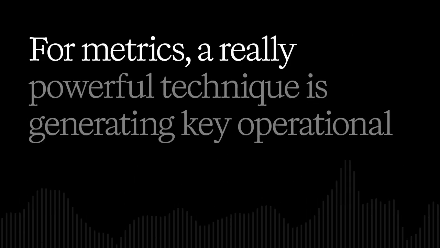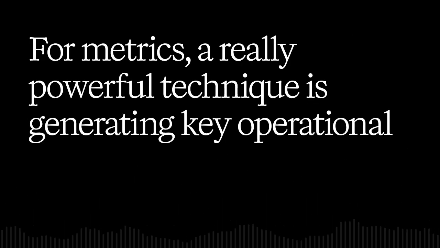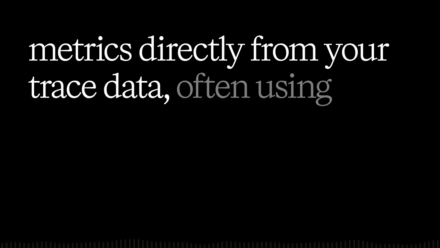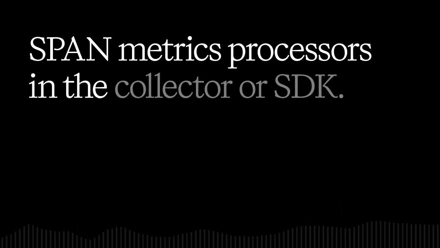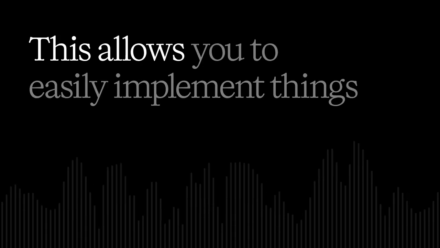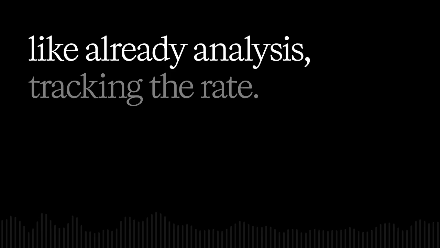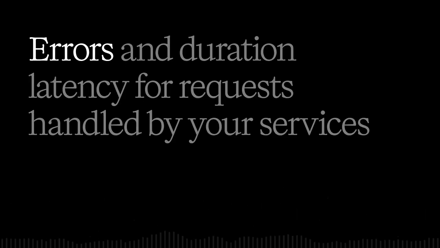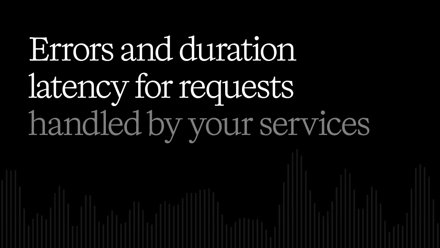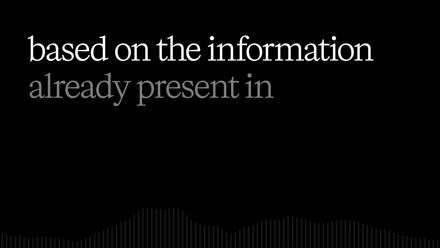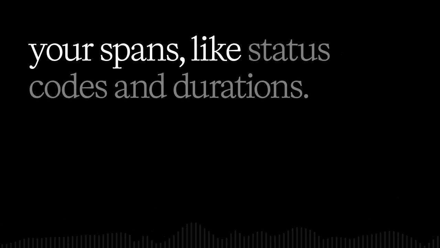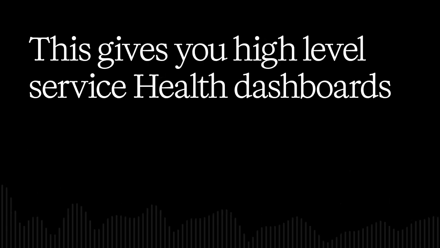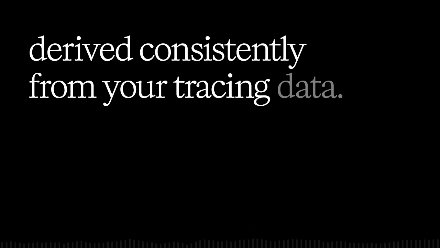For metrics, a really powerful technique is generating key operational metrics directly from your trace data, often using span metrics processors in the collector or SDK. This allows you to easily implement things like RED analysis, tracking the rate, errors, and duration, latency, for requests handled by your services based on the information already present in your spans, like status codes and durations. This gives you high-level service health dashboards derived consistently from your tracing data.